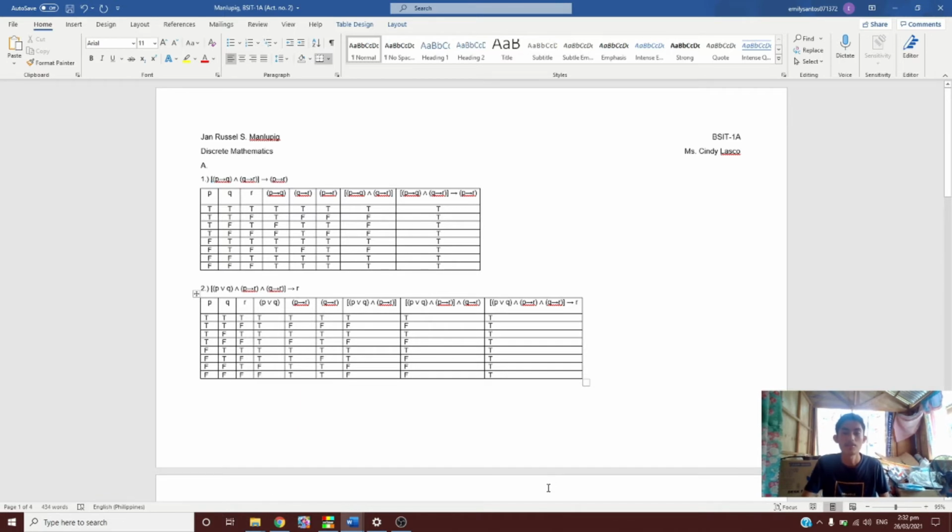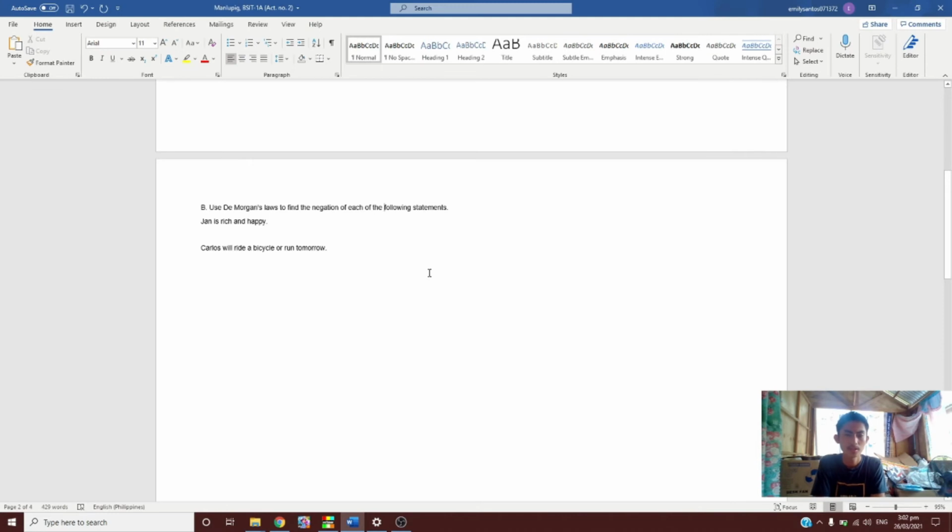The letter B, which is stating De Morgan's law into English sentences. Let's proceed to letter B. The instruction is to use De Morgan's law to find the negation of each of the following statements. The first statement is John is rich and happy. So let's find its De Morgan's law. First let us represent this statement with variables or constant values.